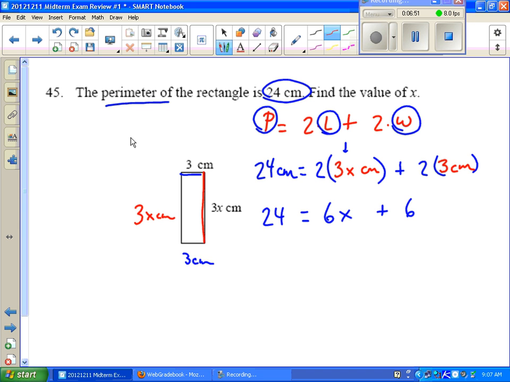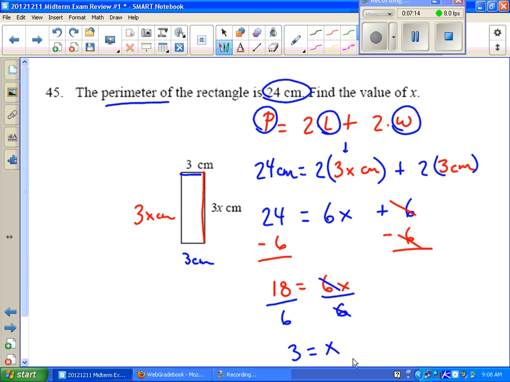Do just like we've been doing. Get rid of plus 6 by subtracting 6. If you subtract it on the right, subtract it on the left. 24 minus 6 is 18. 6x. And these two will cancel each other out. That means 6 times x, so divide by 6. You divide by 6 on the right, you have to do it on the left. 18 divided by 6 is 3, equals, these will cancel each other out, x. So 3 is equal to x.